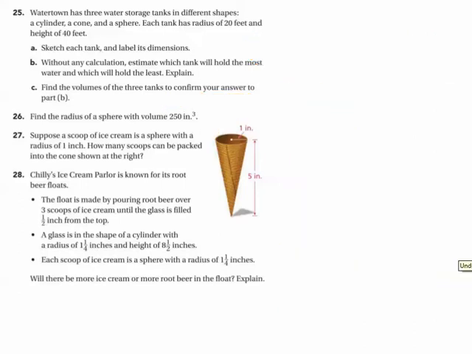If a scoop of ice cream is a sphere with a radius of 1 inch, how many scoops can be packed on this cone at the right? So I need to find the volume of the sphere. And so I know that is 4/3 pi r cubed. Radius of 1, really easy, 1 cubed. So that gives me 1, so the volume is equal to 4/3 pi.